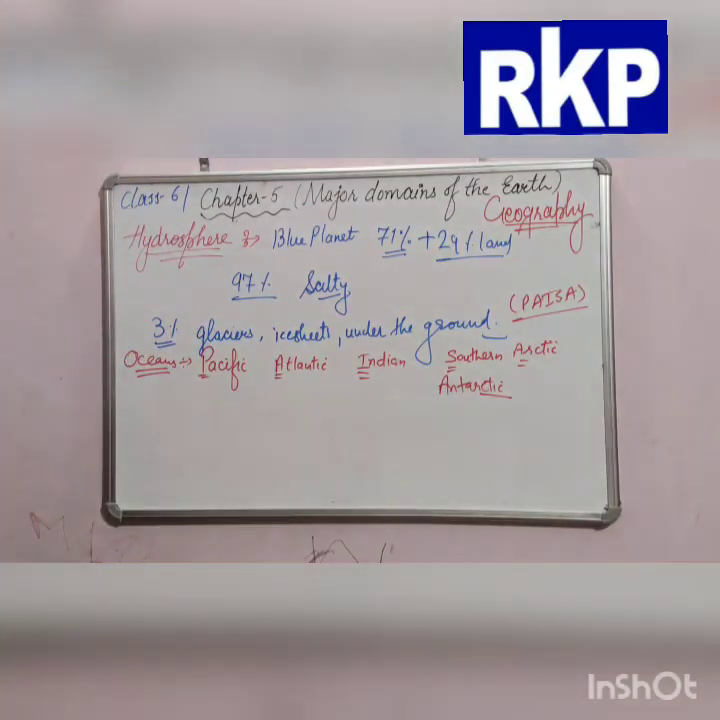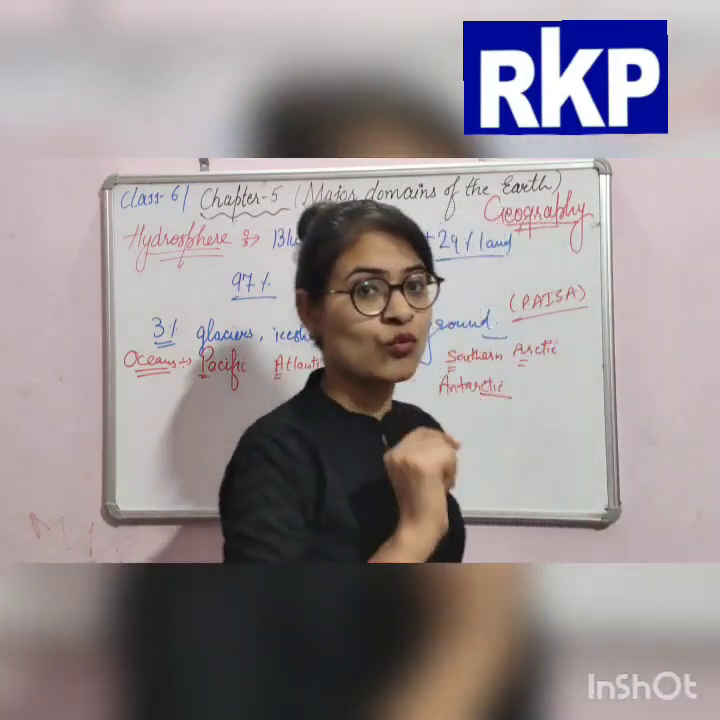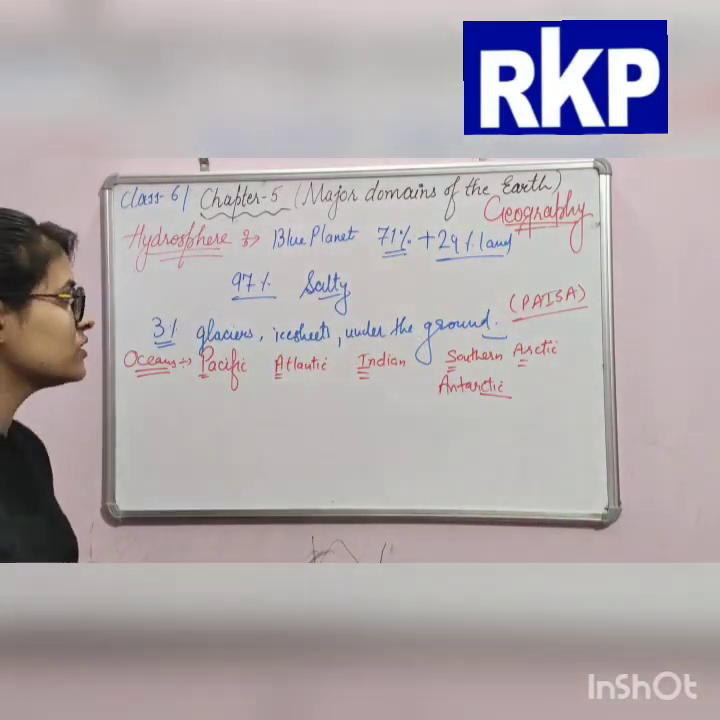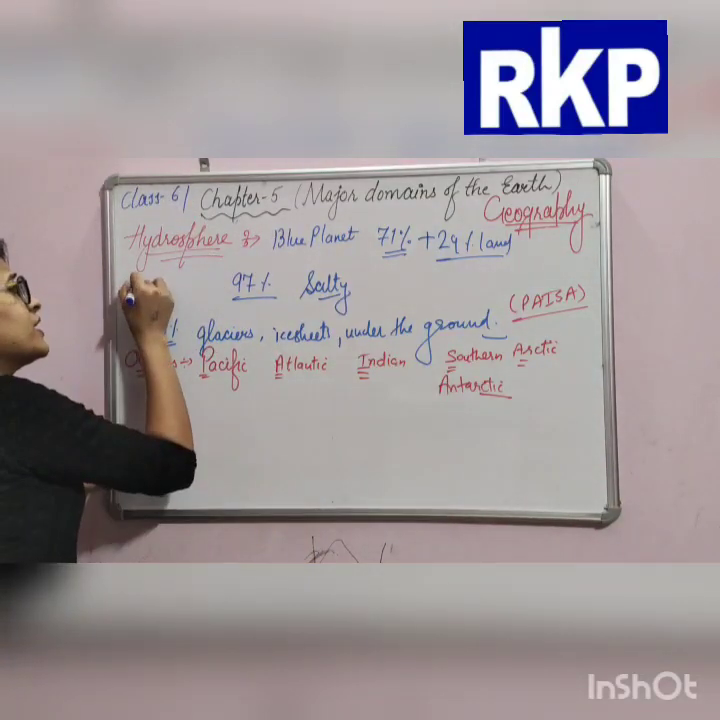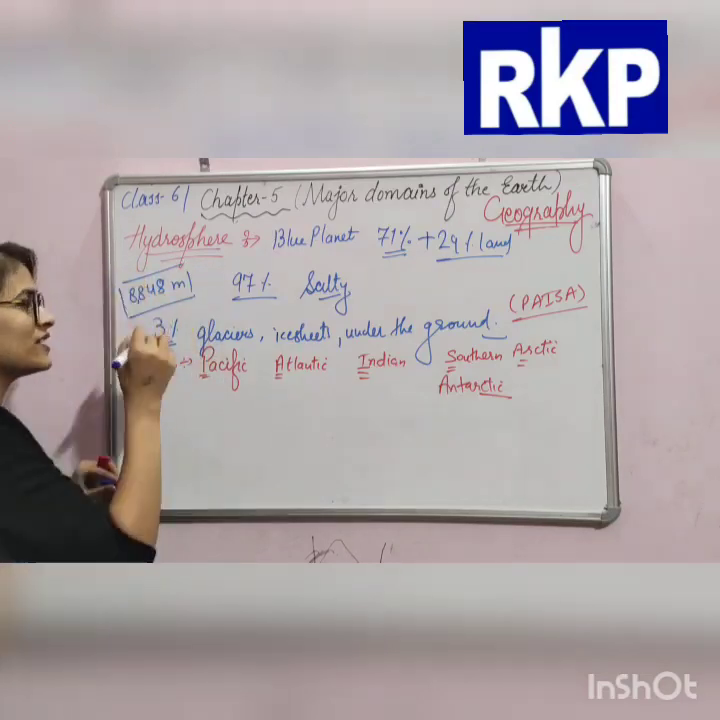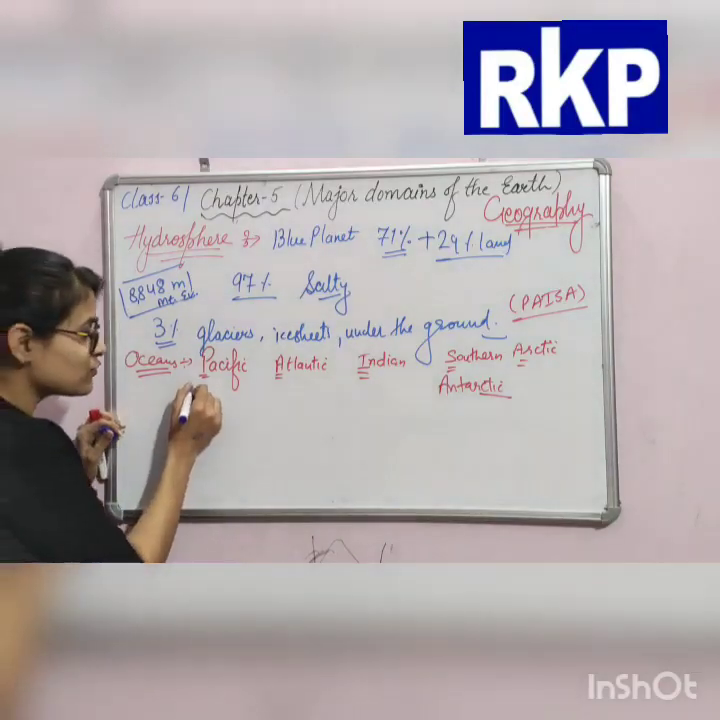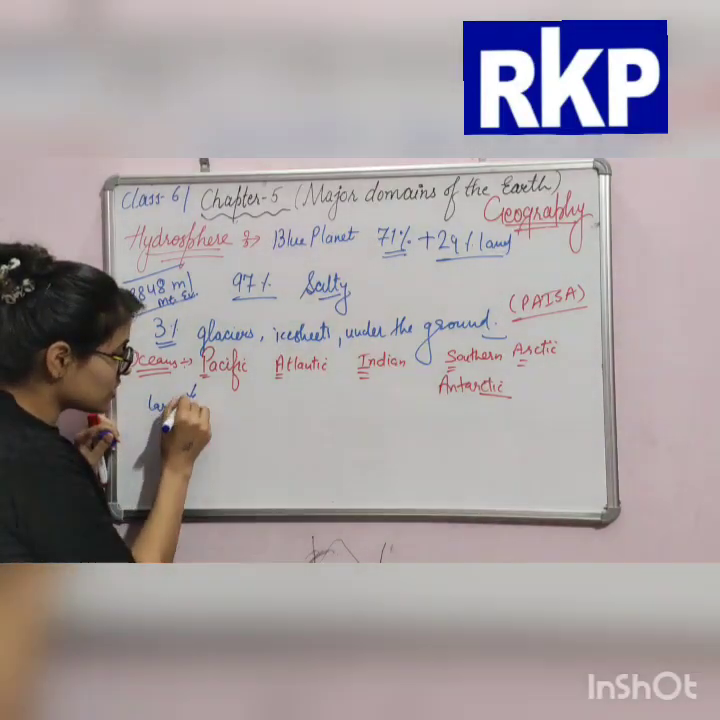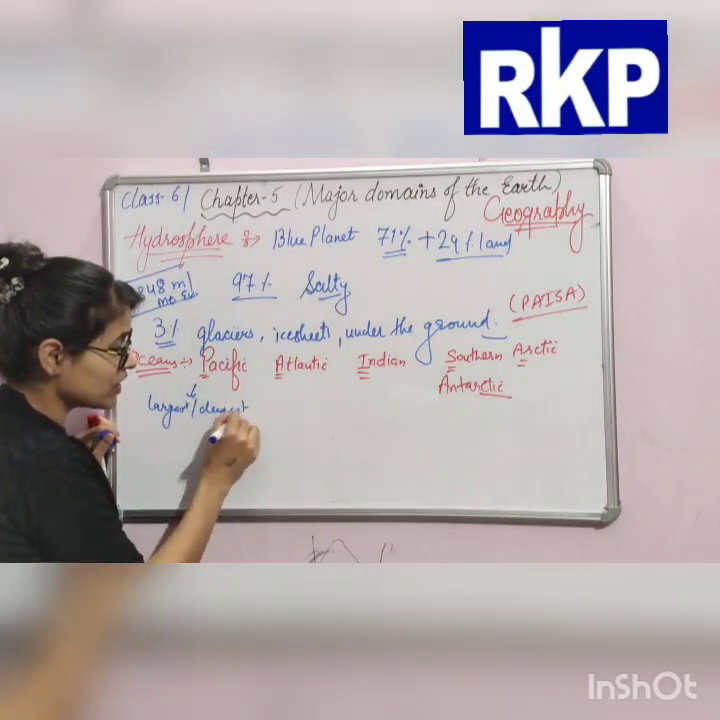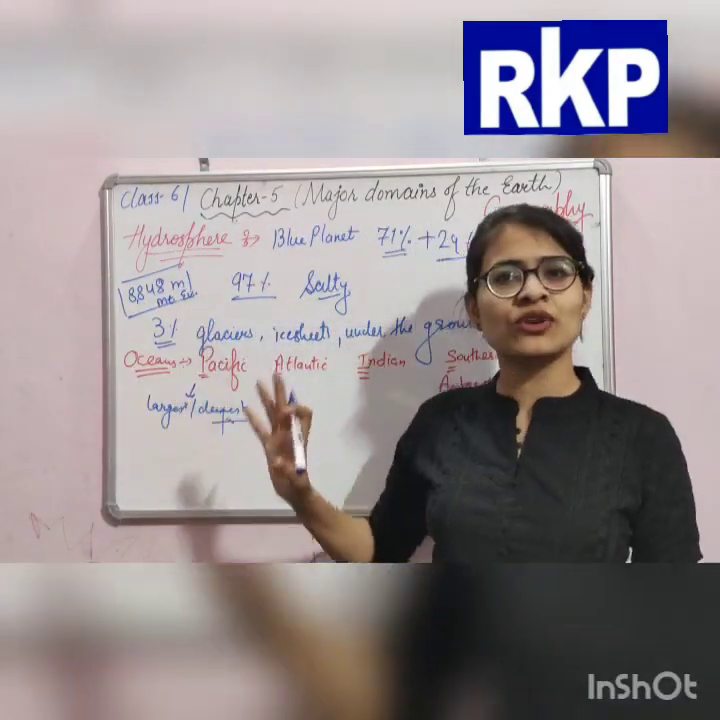First of all, we are going to discuss the Pacific Ocean. What is the Pacific Ocean? The Pacific Ocean is the largest and deepest. One more fact: the highest mountain peak of the world is Mount Everest. But the Pacific Ocean is the largest and deepest, and the depth of this ocean is much more than the height of Mount Everest.